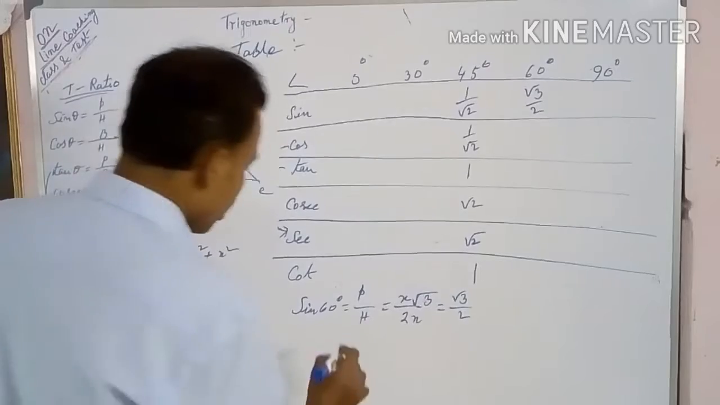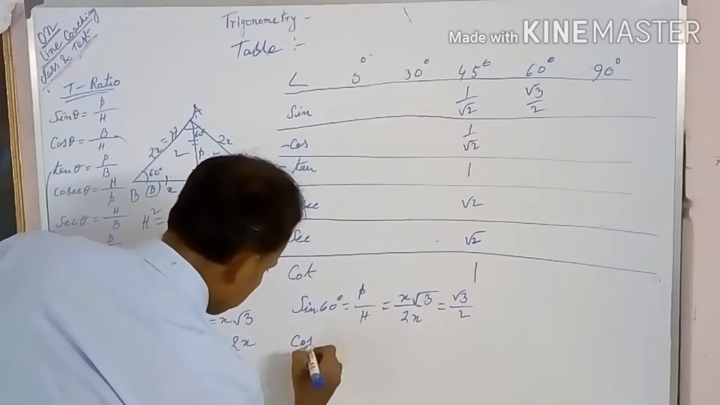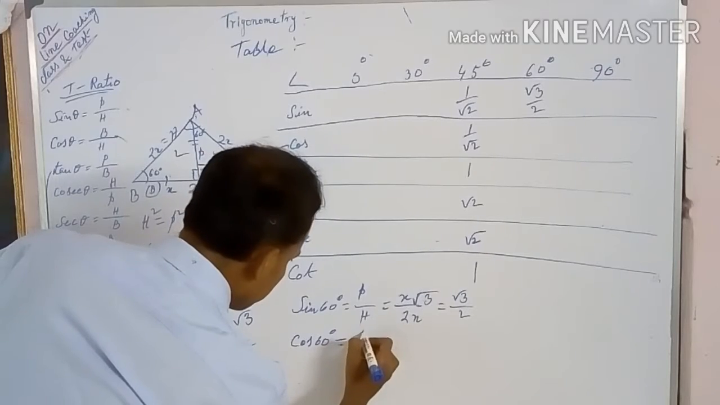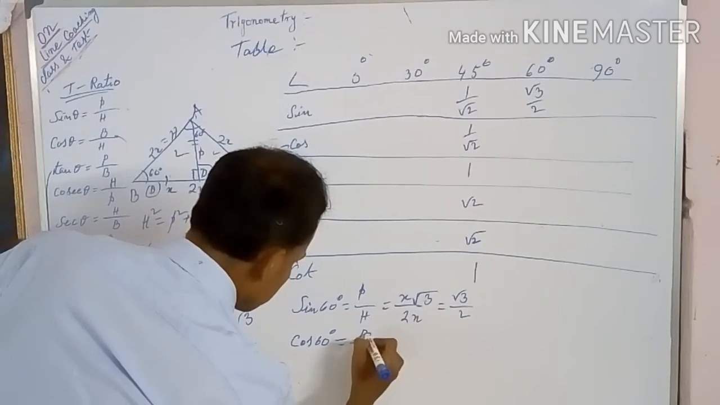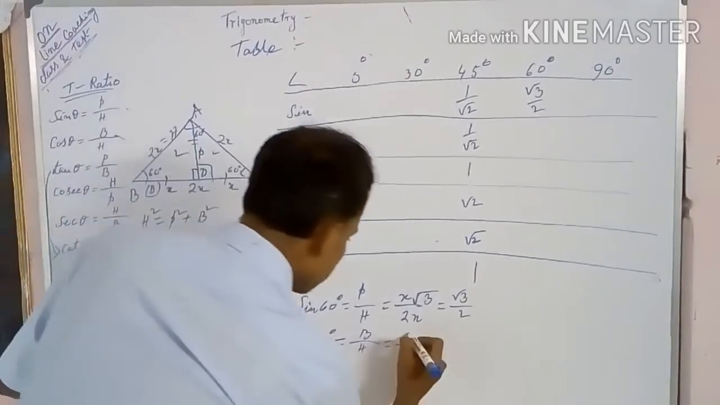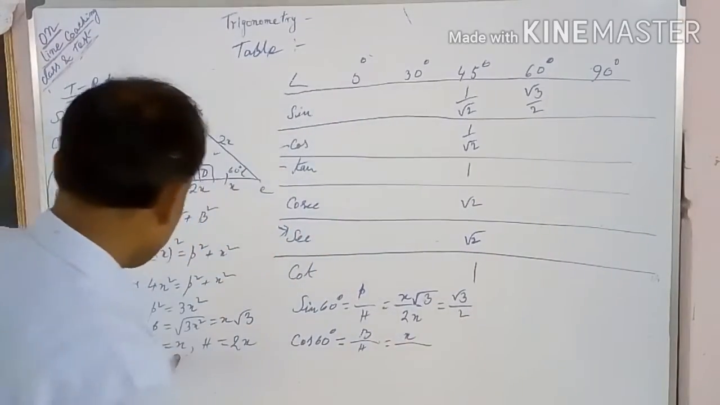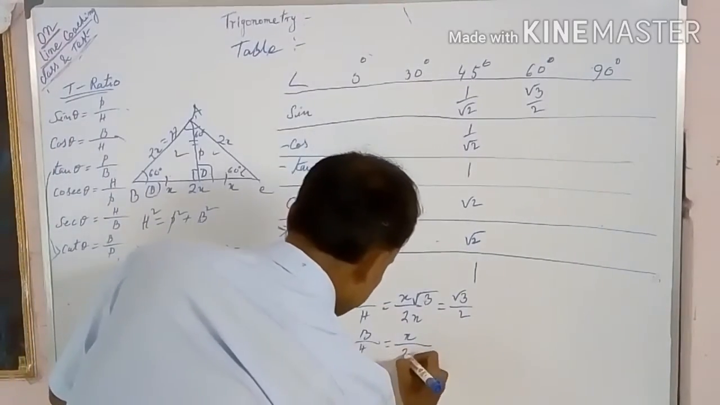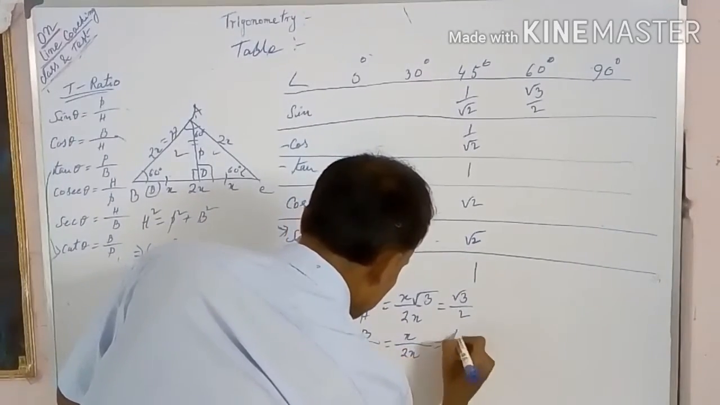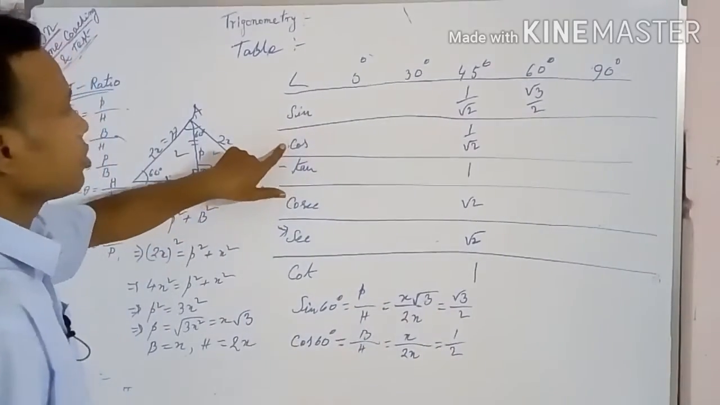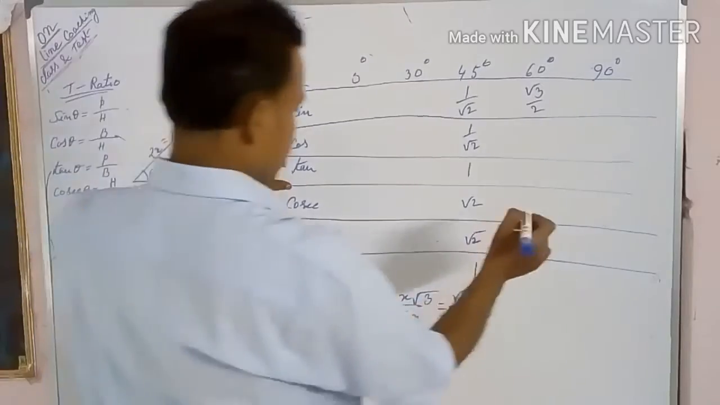Similarly, cos 60 is equal to what? Cos 60 is equal to base by hypotenuse. What is the value of base? Base is equal to x. What is the value of hypotenuse? Hypotenuse is equal to 2x. So that is 1 by 2. The value of cos 60 is equal to 1 by 2.